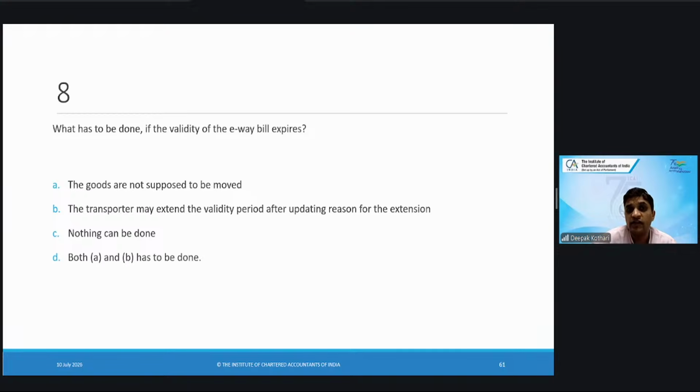If the validity of e-waybill is expired, then you should not move the goods because at the time of movement, you will get caught. So you should not move it. That is the first thing. And the transporter may extend the validity period after updating the reason for extension. Say the validity expired, but the lorry got punctured or there is some repair. Then the transporter may extend it. So you should not move and the transporter can extend, both. So answer is B.